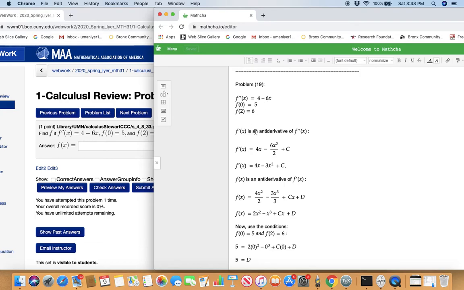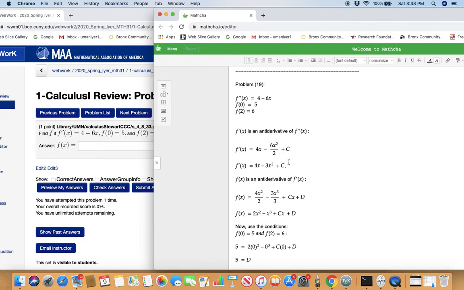First derivative is an antiderivative of the second derivative. How do you find an antiderivative? So f prime is the antiderivative here. The antiderivative of 4 is 4x. The antiderivative of 6x: increase the power of x and divide by the new power. Because it is an antiderivative, don't forget the constant of integration. Simplify, 6 over 2 is a 3. This is my first derivative.